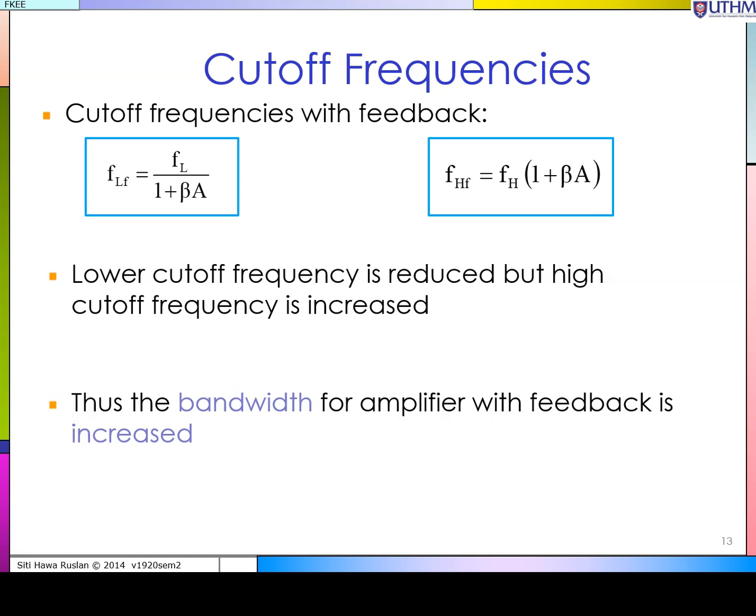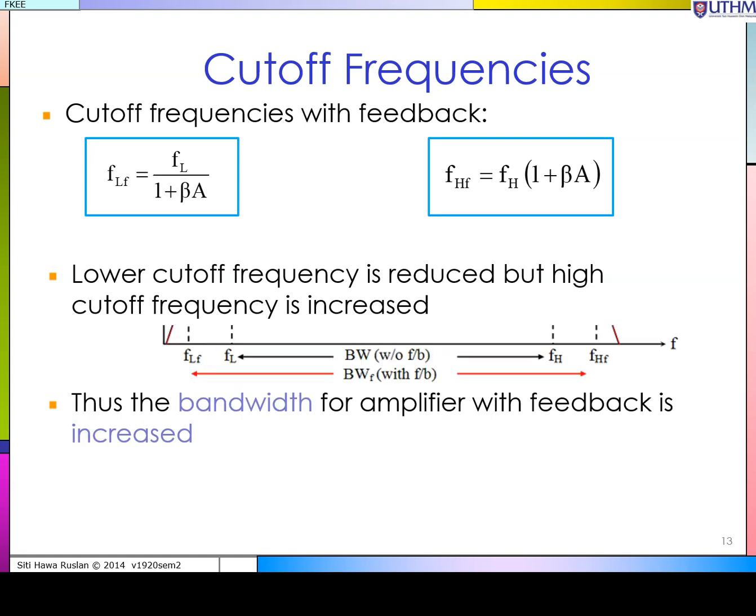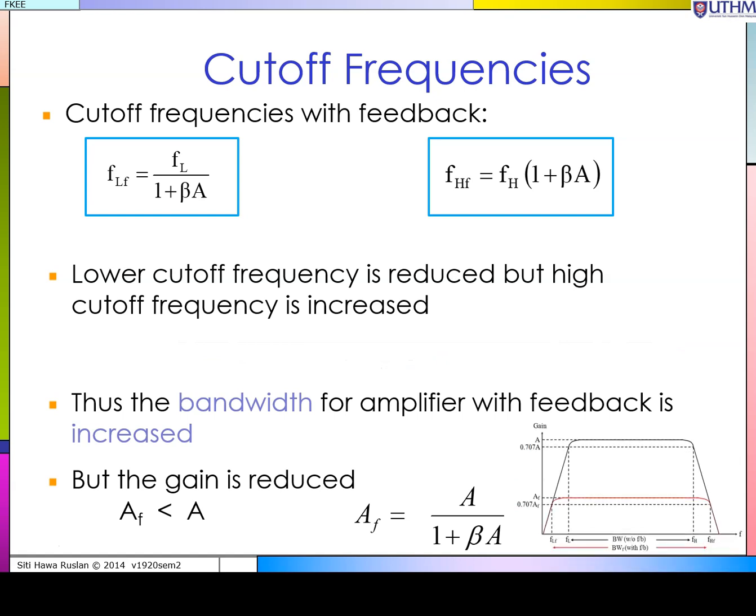The low cutoff frequency is reduced and the high cutoff frequency is increased. So the overall bandwidth will be increased. The red one is the bandwidth for the circuit with feedback. Of course, the gain is reduced. Just now I've mentioned that.